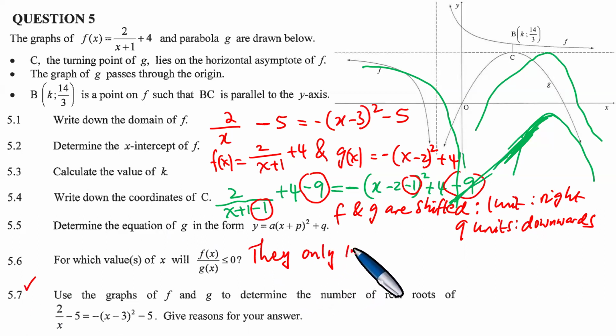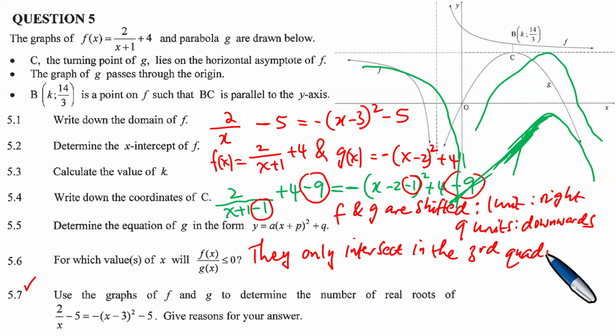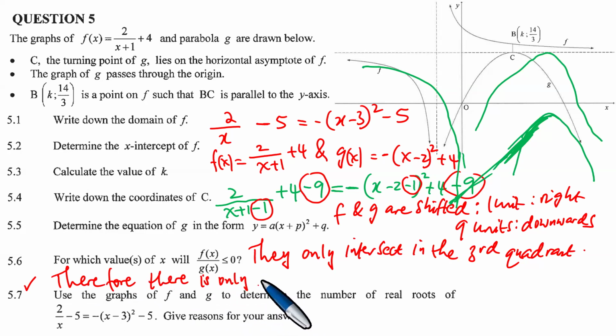in the third quadrant. They only intersect in the third quadrant. Therefore, there's only 1 point of intersection. So it's going to be this point where these graphs meet. 1 point of intersection.